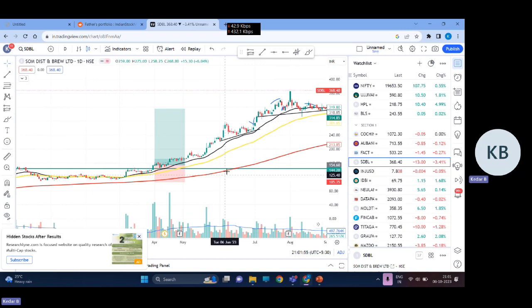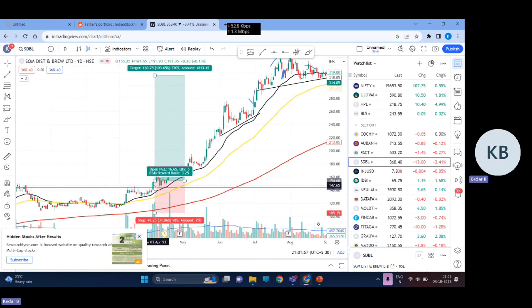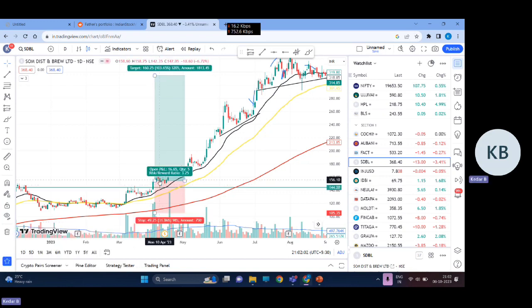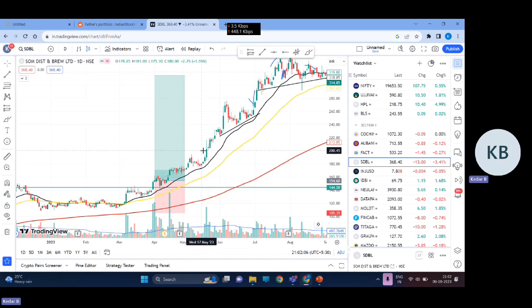Okay, so I had bought SDBL right around here, at the start of April, and it went up quite nicely in a very short time. So what most people end up doing is, let's say hypothetically, this is roughly a 30 or 40% up move, they try to sell it here, thinking that it will fall now.